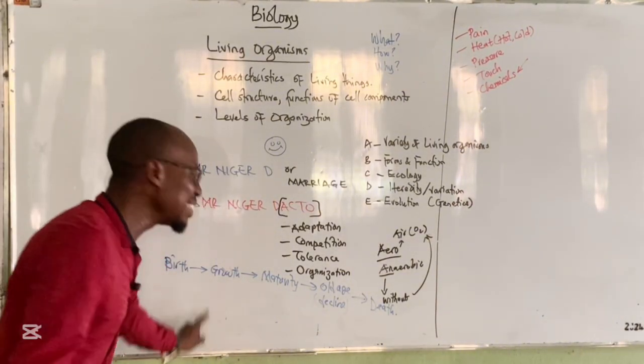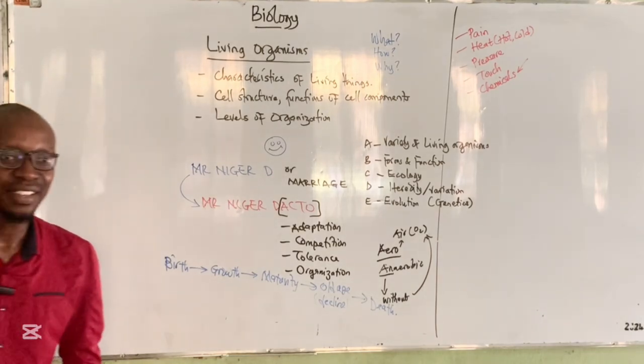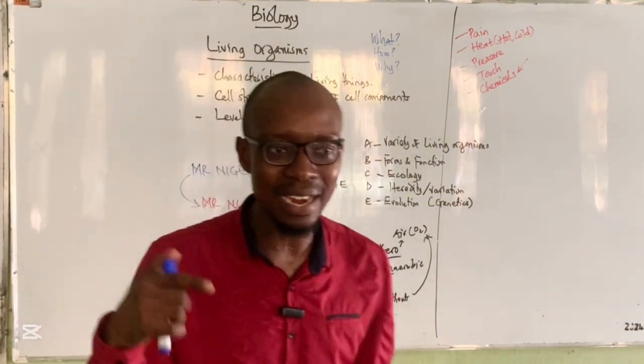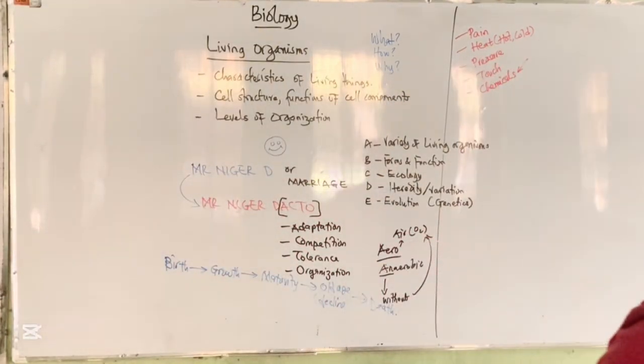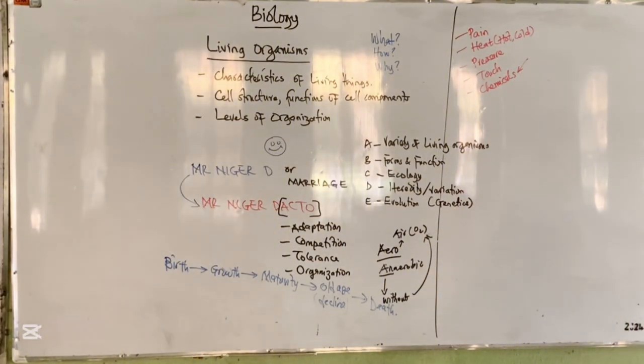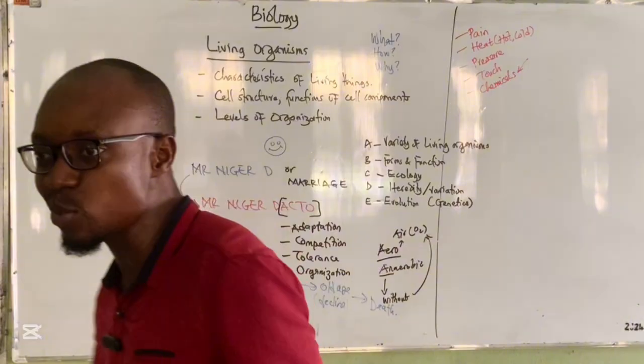According to this schematic diagram, how many stages did I use these schematic diagrams to depict? Is it 5 or 6? 5. What's the first one? Birth. The second one? Growth. The third one? Maturity. The fourth? Old age or decline. And the last one is what?